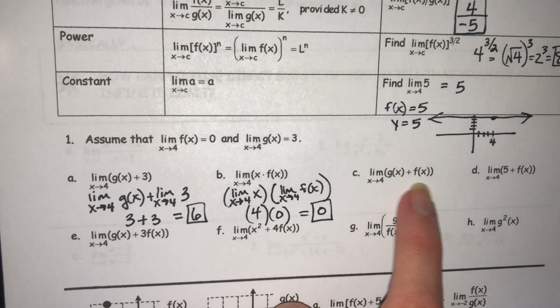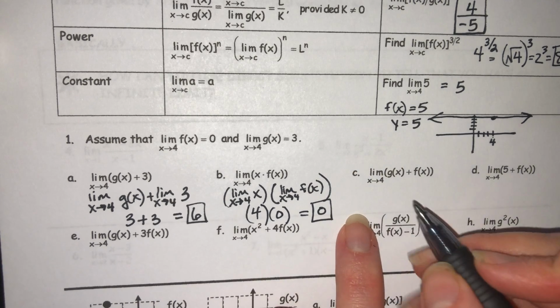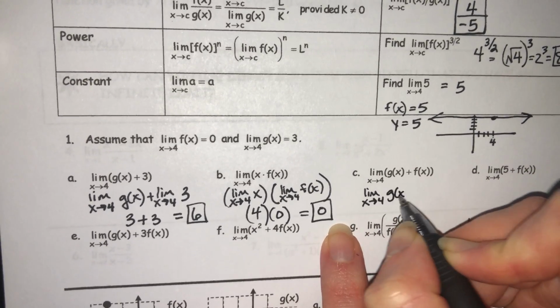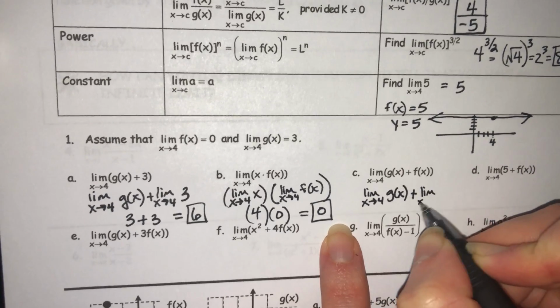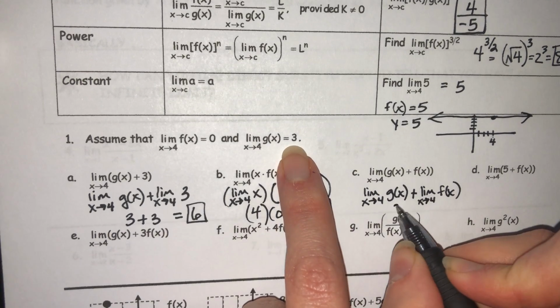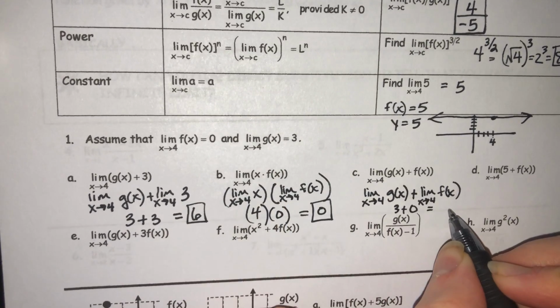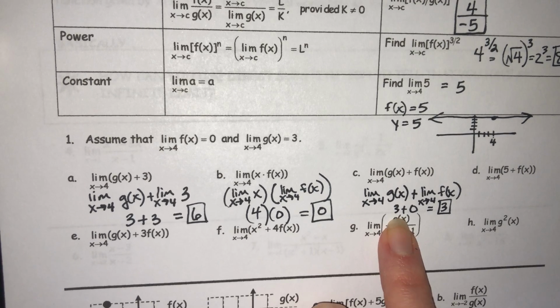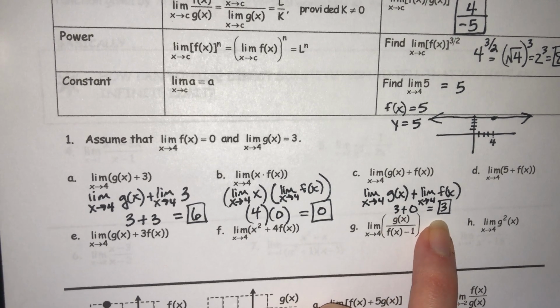All right, the next one is using our sum rule, our sum property. The limit as x approaches 4 of g of x plus the limit as x approaches 4 of f of x. These are both given. 3 plus 0 equals 3. Don't you love it when you're in calculus class and your work is like 3 plus 0? If you just write down the answer of 3 for this problem, that is absolutely fine. I don't expect to see all this work. I'm just breaking it down so you can see how it connects to the limit rules that we just discussed.